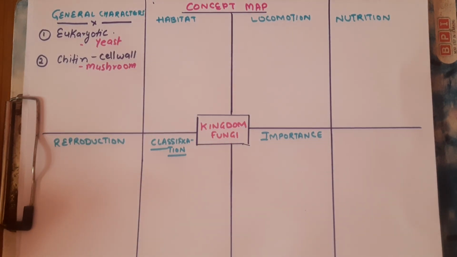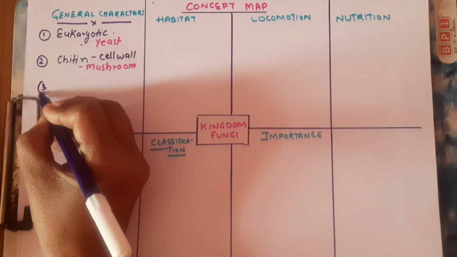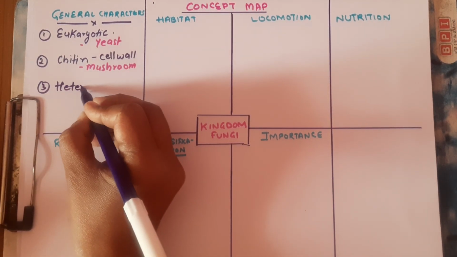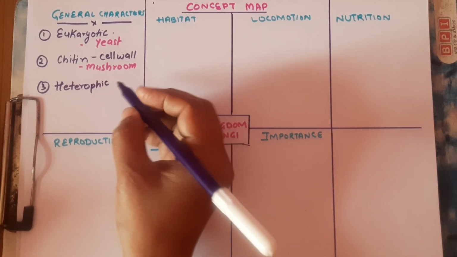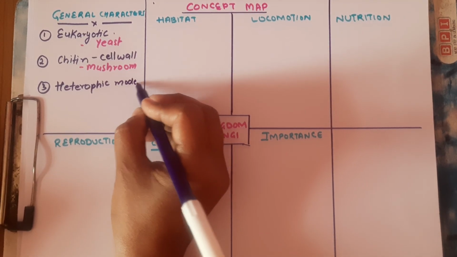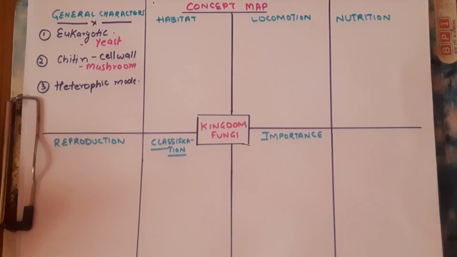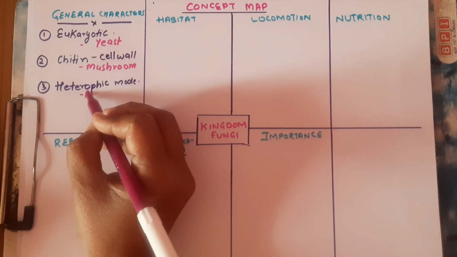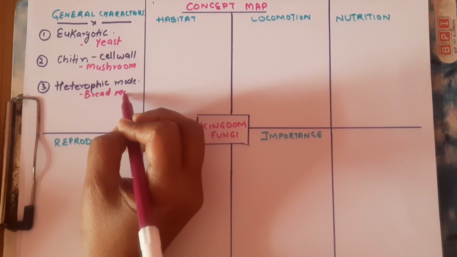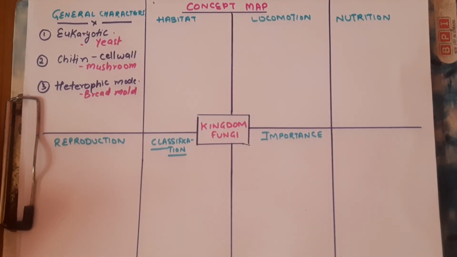The third is the mode of nutrition. Fungi absorb nutrients from their environment, breaking down organic material using enzymes. So they exhibit the heterotrophic mode of nutrition. They cannot synthesize their own food, so they represent the heterotrophic mode of nutrition. For example, you have seen bread mold. The name itself says that it grows on bread, so it will secrete amylase, and it will digest the starch that is present in the bread.